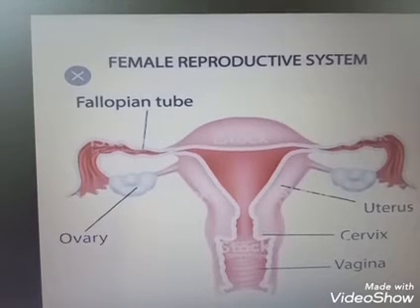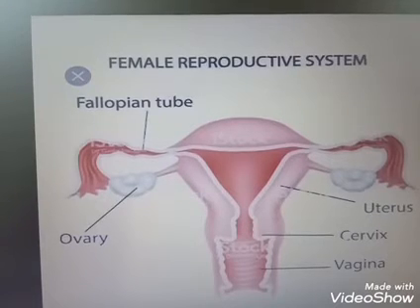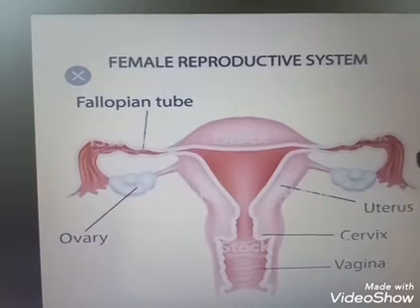The first region is the infundibulum. It is a funnel shaped, fimbriated, free end of the oviduct. This portion is the infundibulum. Fimbriated means finger-like projections, just like our villi.